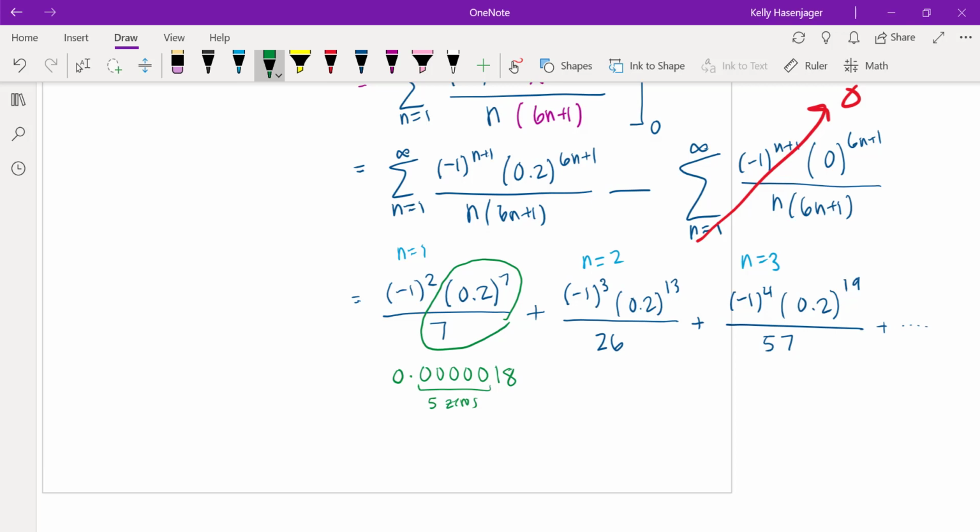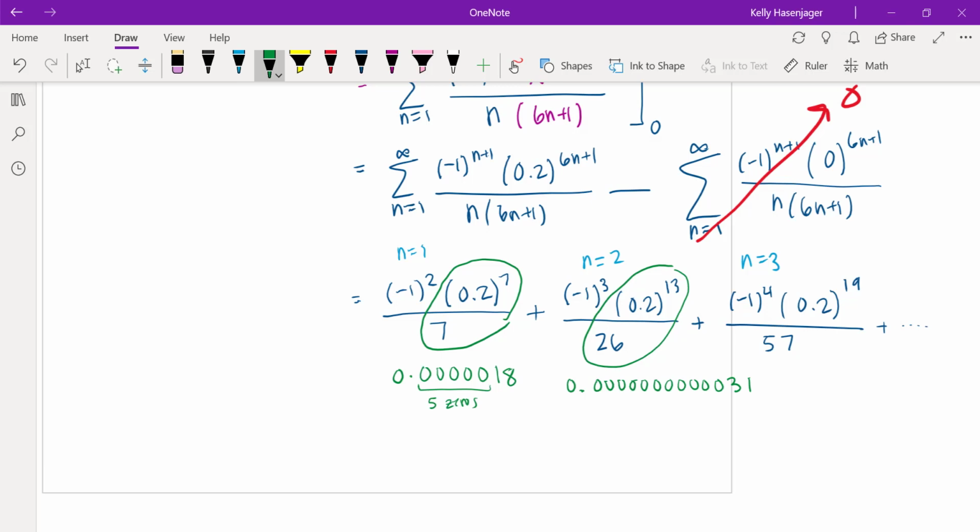So now let's go on to the next term, the b sub 2 term. If we put this into our calculator, 0.2 to the 13th power divided by 26, I'm going to have 11 zeros. So I think we made it. 11 zeros, and then 3, 1. Okay, so this is less than the error that we want.